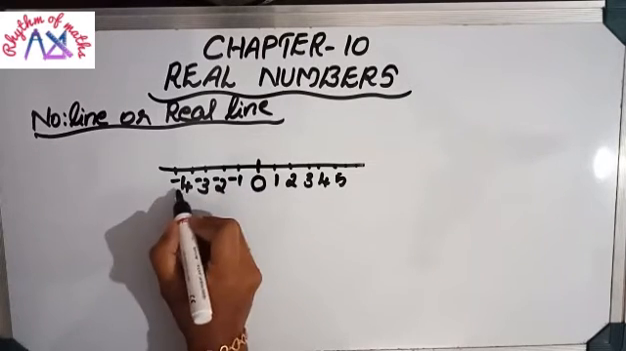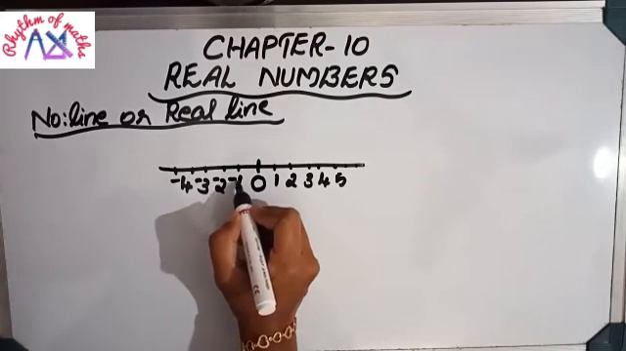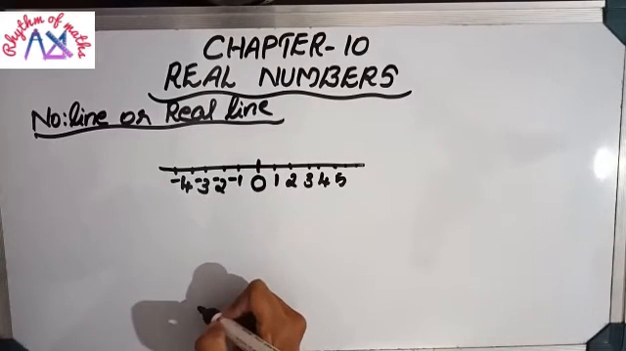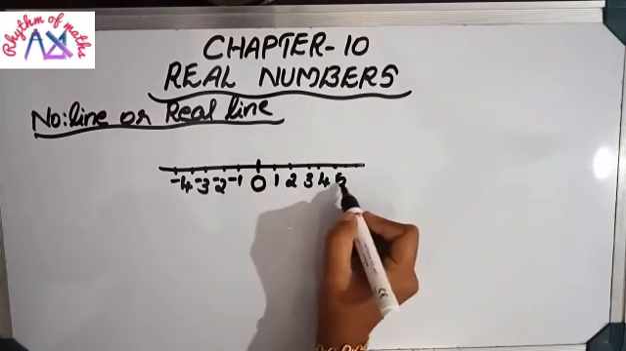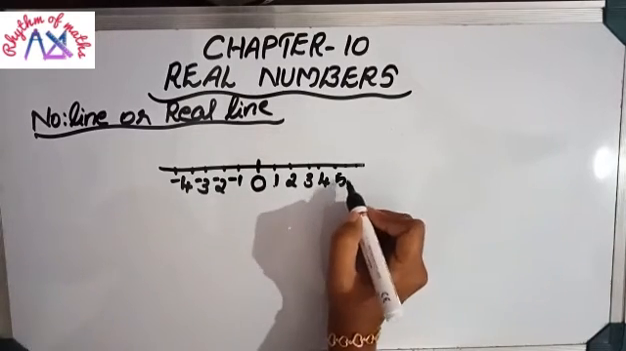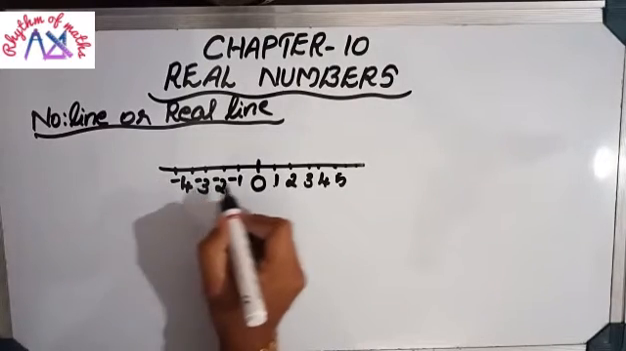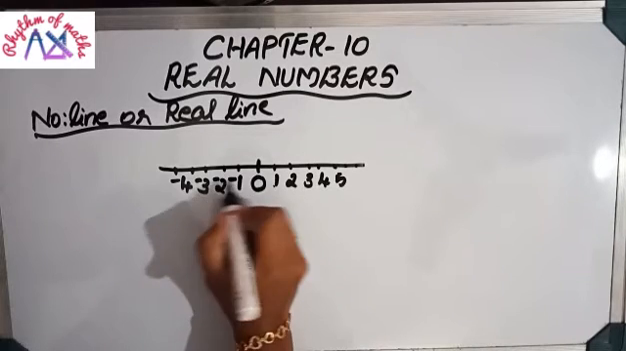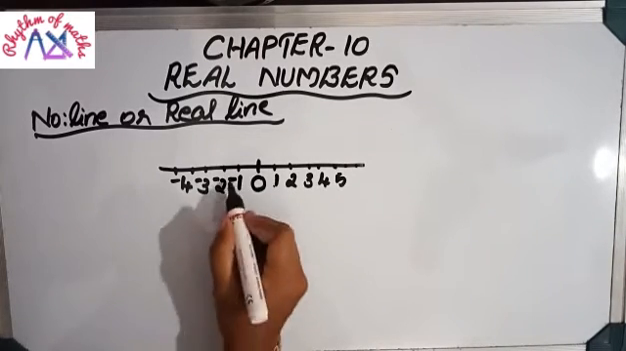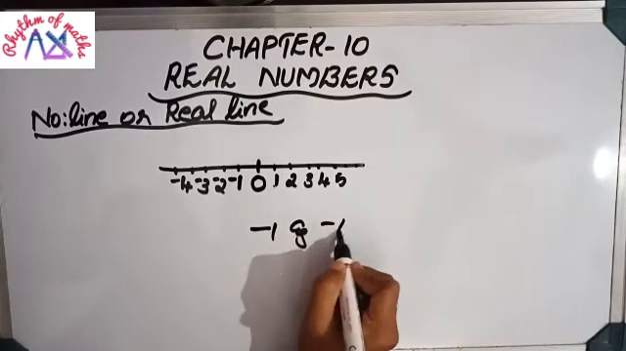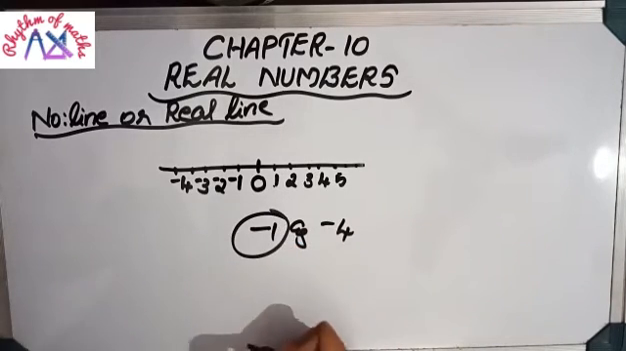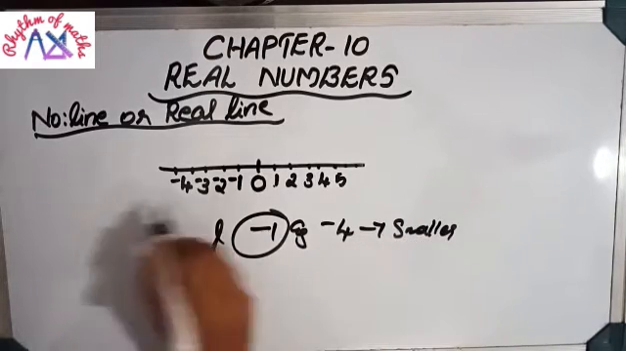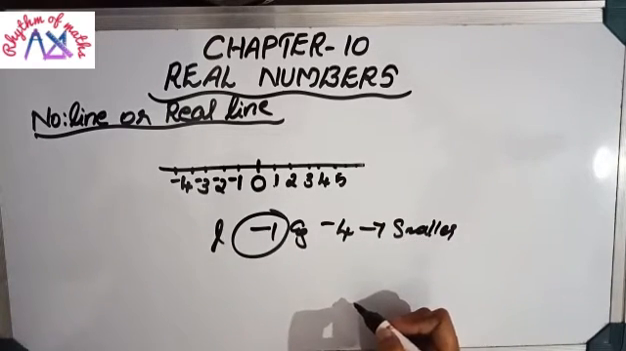So -1 and -4, which is the larger number? -1 is the larger number. For negative values, the number with the smaller magnitude is the bigger number. In 1 and 5, 1 is the small number and 5 is the large number. But out of -1 and -4, -1 is the larger number and -4 is the smaller number. So this is all about the real line or number line.